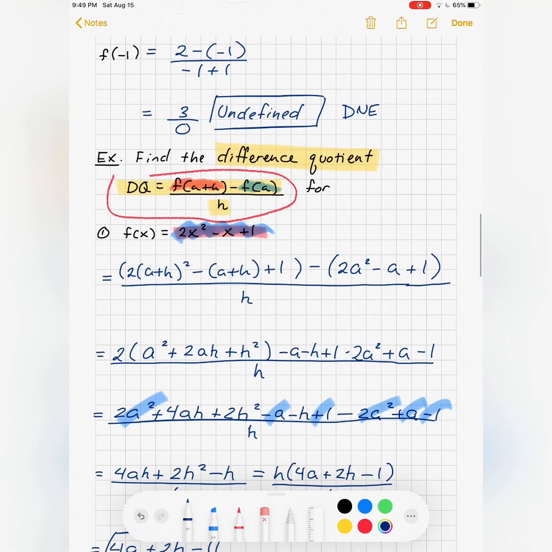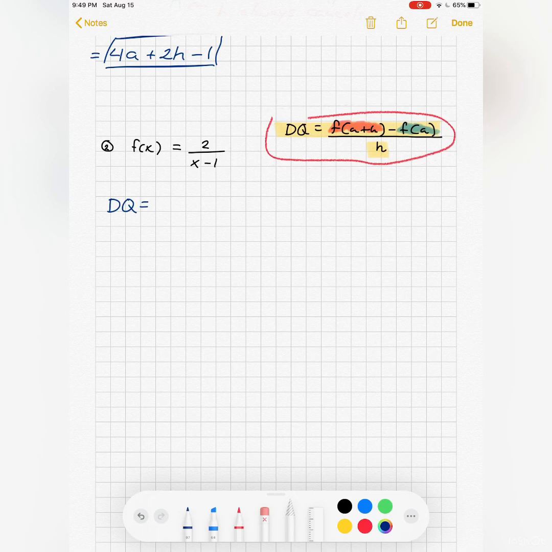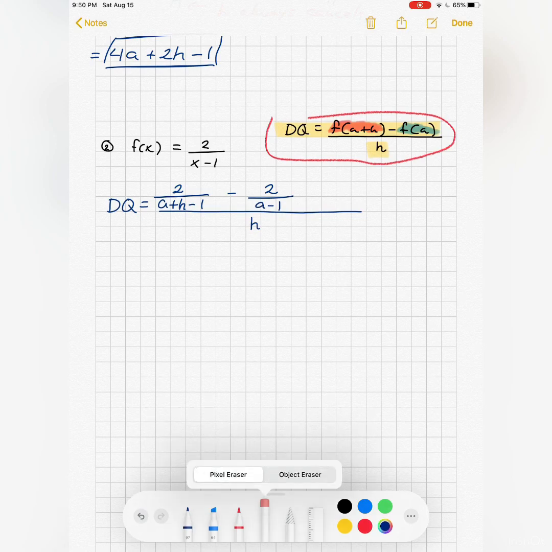Okay, different function, same formula. So this formula, right? The bottom always has the h. The numerator I have to fill in. So f of a plus h is 2 over a plus h minus 1, and then f of a is 2 over a minus 1.